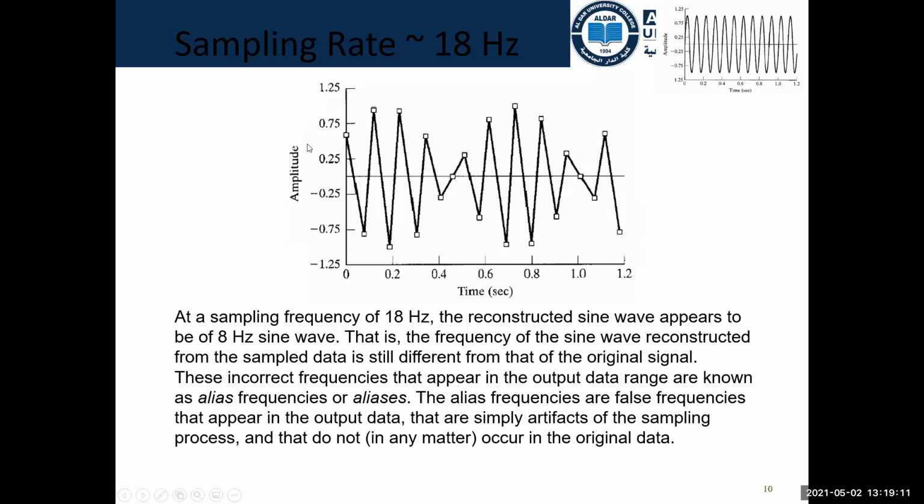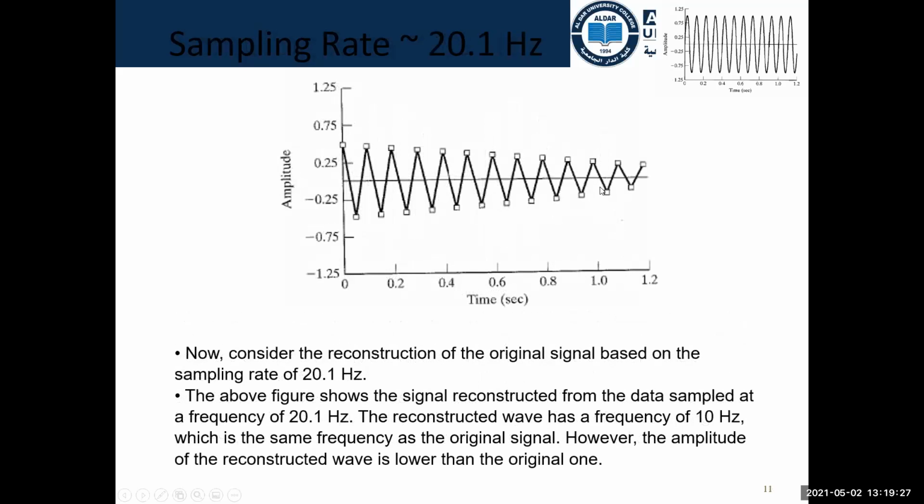So here, it means that it's very strange, because which frequency is suitable to be the sampling rate? Which frequency is better to be the sampling rate? Okay, let's take a final example. What about double the frequency? For example, a sampling rate of 20.1.